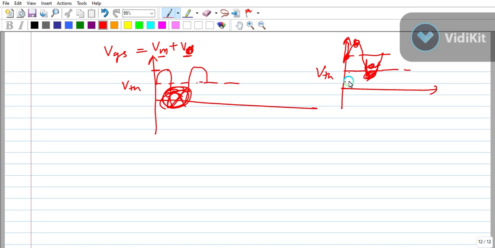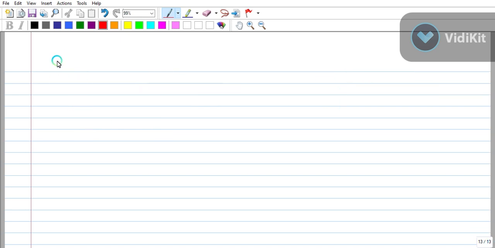Now the next topic is, we saw and understood the biasing, why we need the biasing, for keeping the MOSFET in the saturation region. Now let's go to the next topic, that is the common source amplifier.